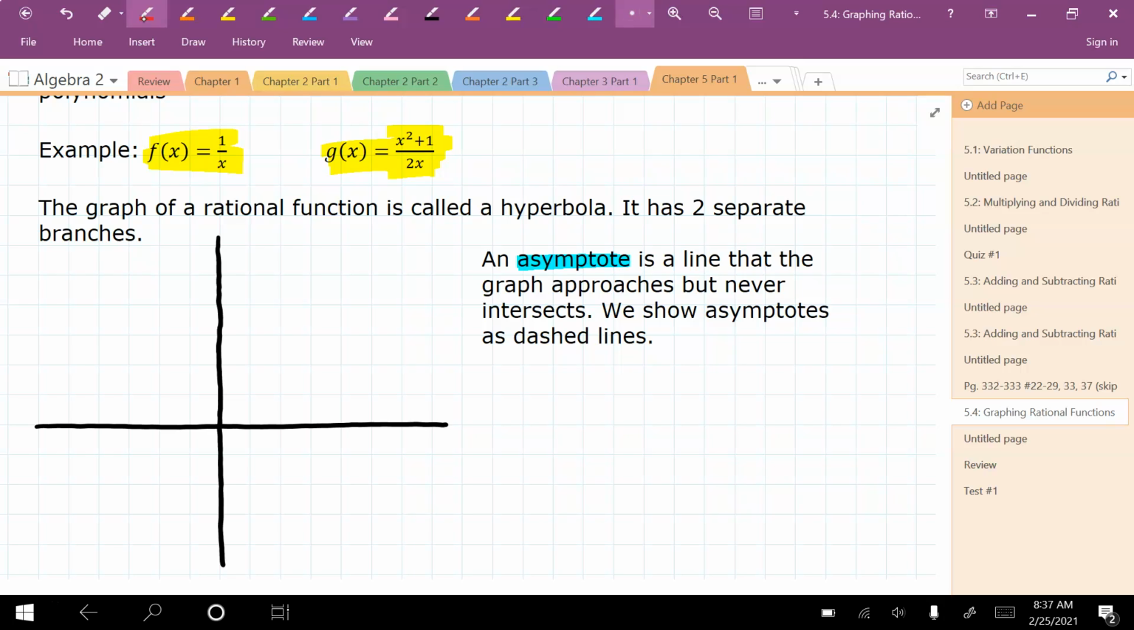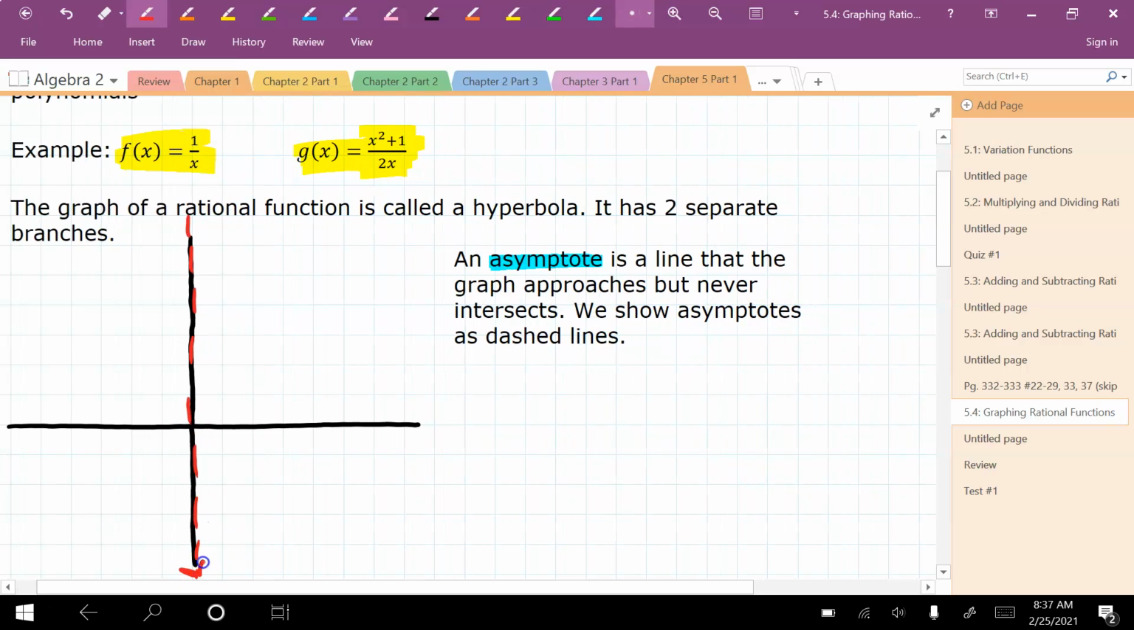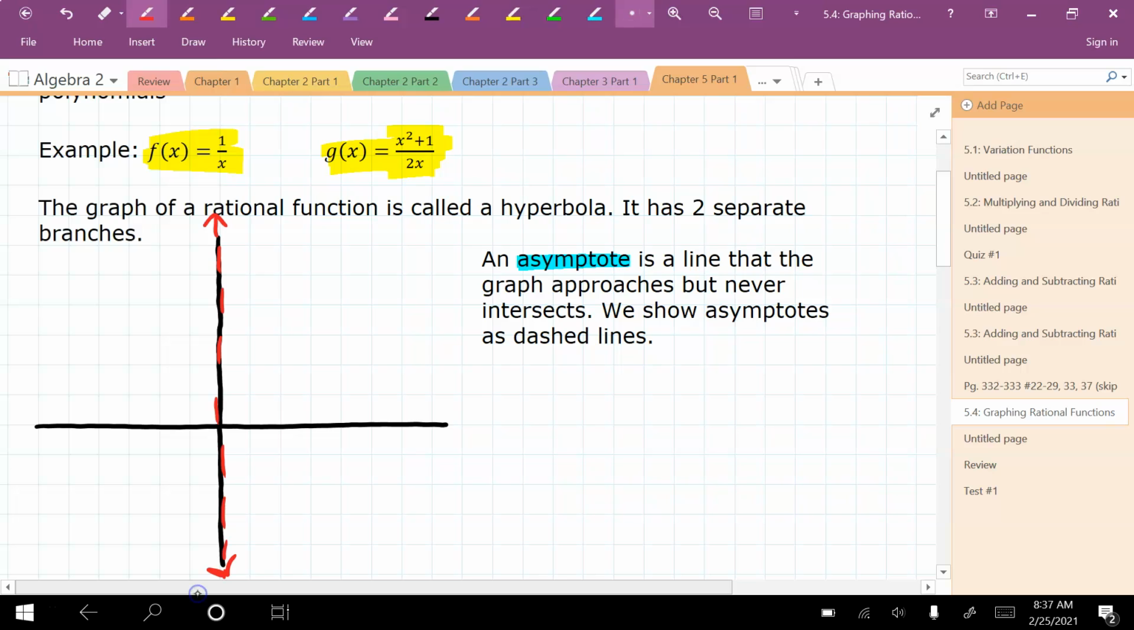So for example, for the parent graph of rational functions, which would just be 1 over x, your asymptotes are going to be the x-axis and the y-axis. We usually draw those in using a dotted line. So I'm going over my x and y-axis here in red. Those are going to be my asymptotes. And so my graph would live in those quadrants, but it wouldn't ever be able to cross the x and y axis here. And like I said, I'm going to have two branches.